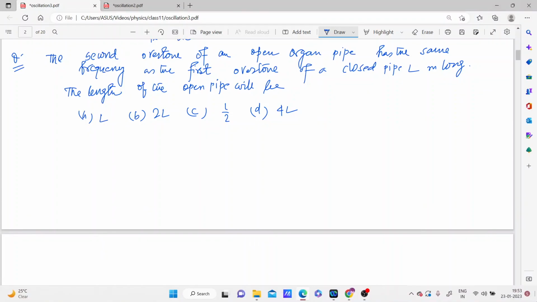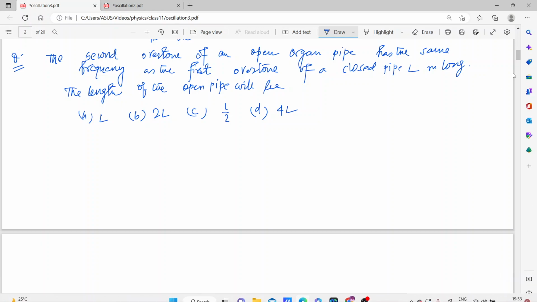So the second overtone of an open organ pipe has the same frequency as the first overtone of a closed pipe of length L meter, where L is the length of the open pipe. That is the question that is given. So in the question, what is the second overtone, right?